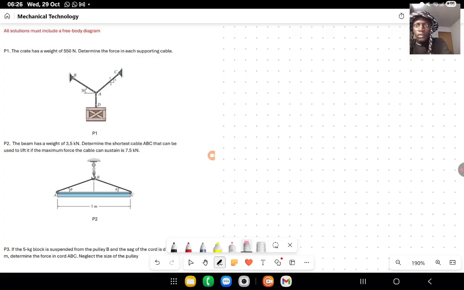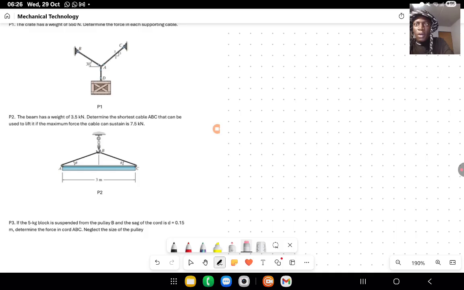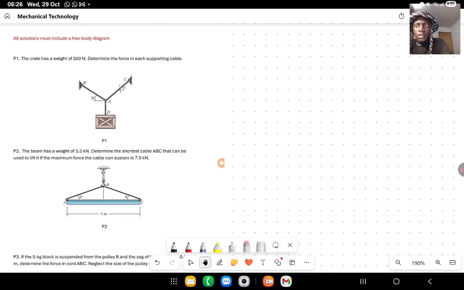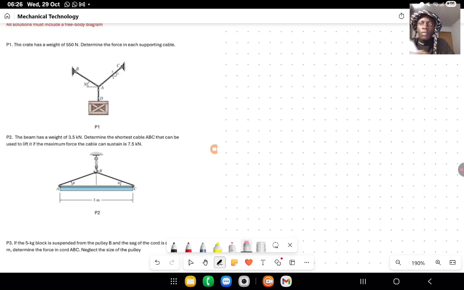Okay. Here is number one. It says problem number one. We are here now. Problem number one: the crate has a weight of 550 Newton. Determine the force in each supporting cable.